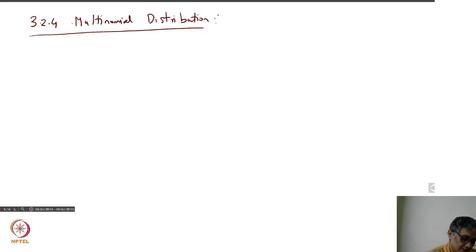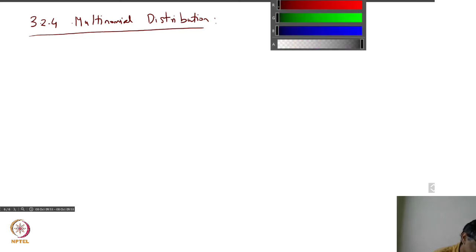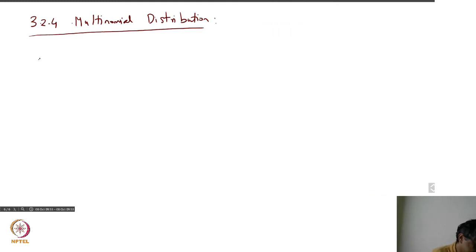So this is a very specific example that I'd like to do. This is example 3.2.12 in our book. So the example is the following. Before, we did only the binomial case, where there were two outcomes. So now let's assume there are k outcomes.